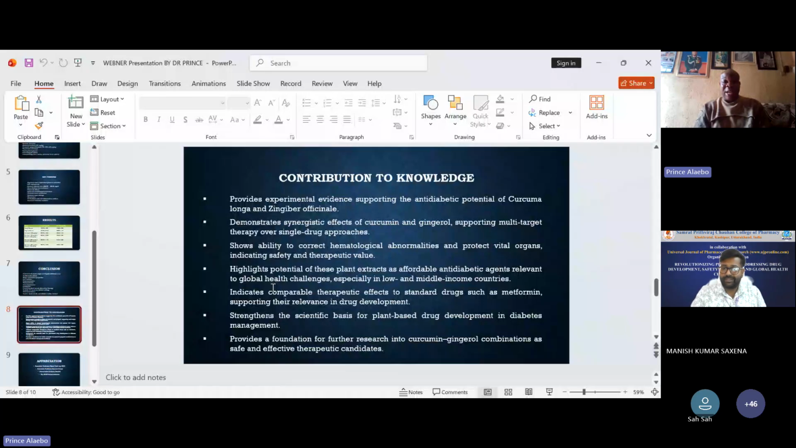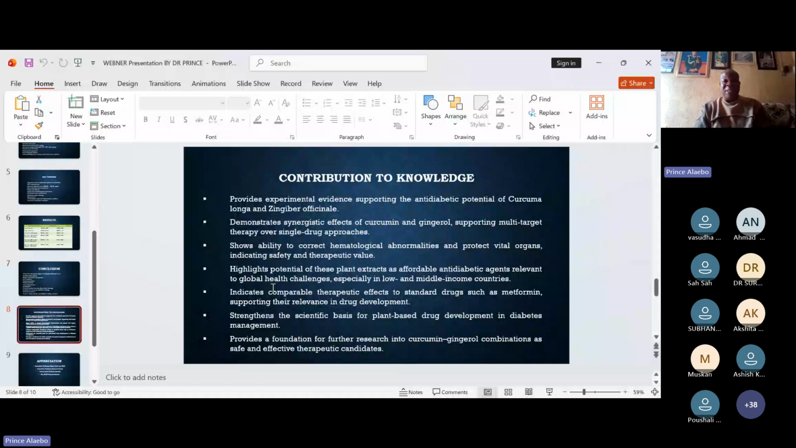relevance in drug development. It also strengthens the scientific basis for plant-based drug development in diabetes management. It also provides a foundation for further research into curcumin gingerol combination as safe and effective therapeutic candidates.